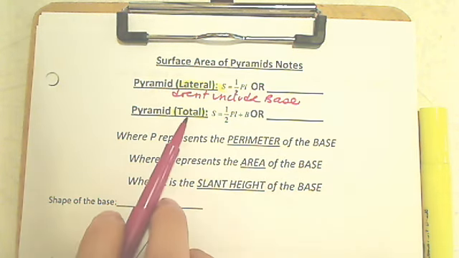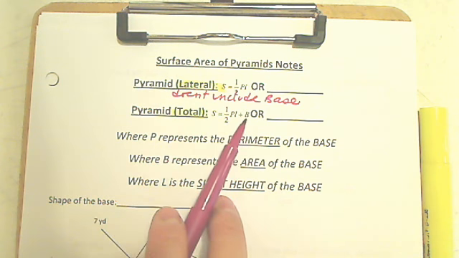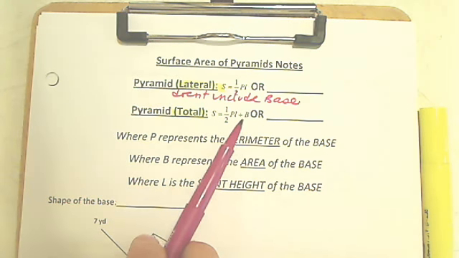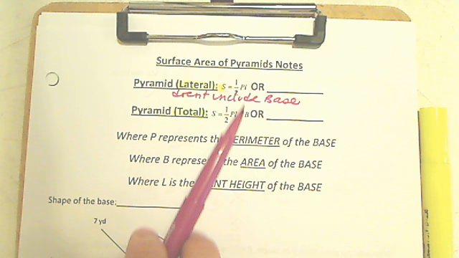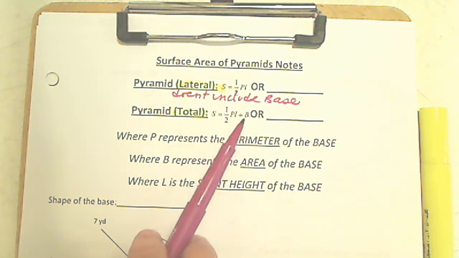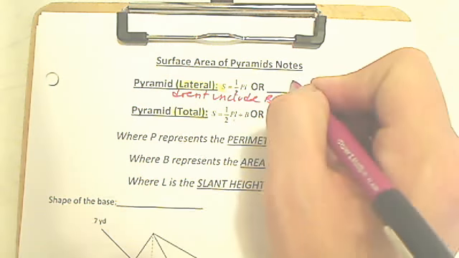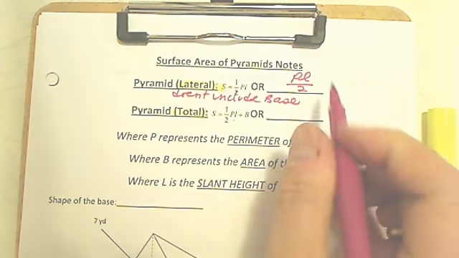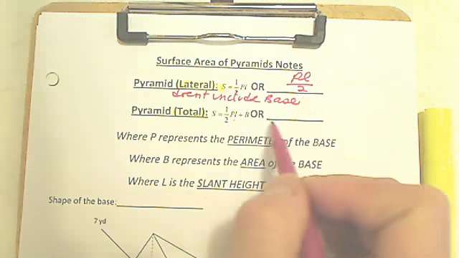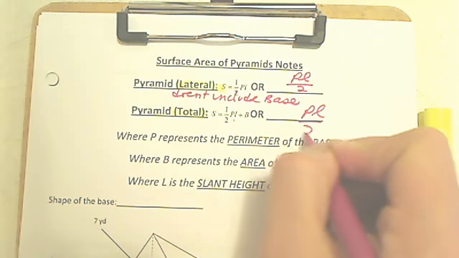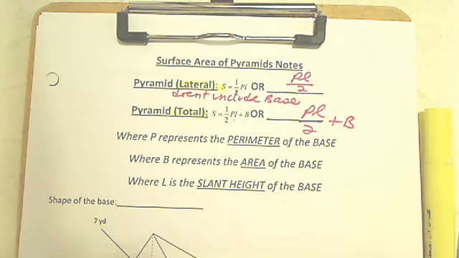Look closely at total. Then why does it have only B here for the total? Chloe. Because it has how many bases? One. That's why the total has one B. No base, base. So here, PL divided by 2. Write it down, please. And then here, PL divided by 2 plus 1B.